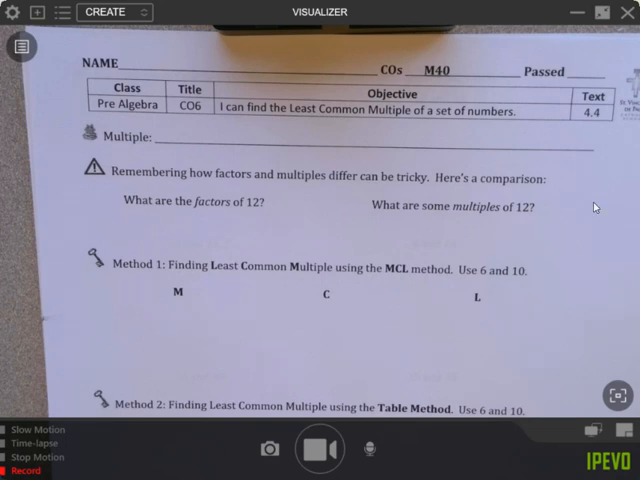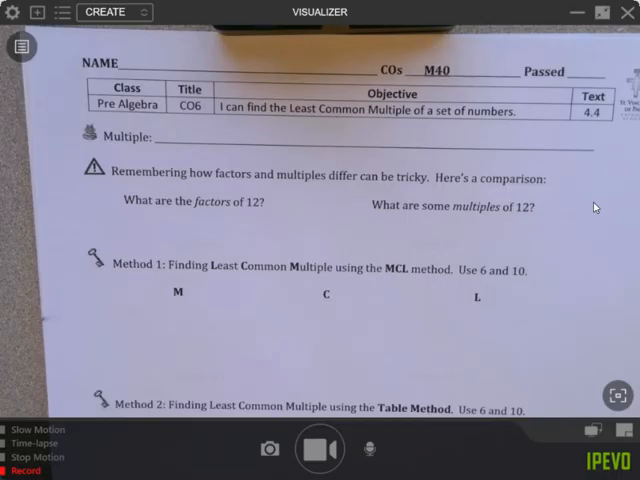Good afternoon. Today, because of technology issues, we are just using the document camera instead of the smartboard. So bear with me as we work this out. We are working on CO6. I can find the least common multiple of a set of numbers.